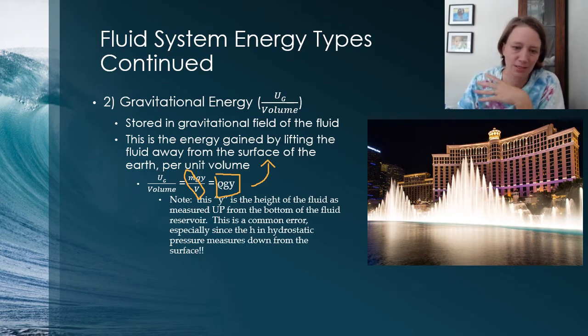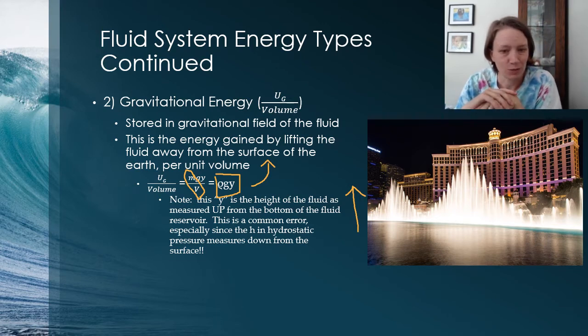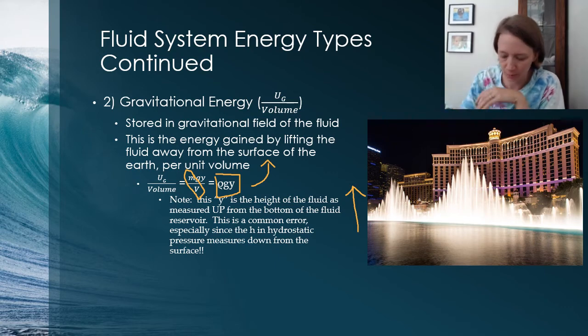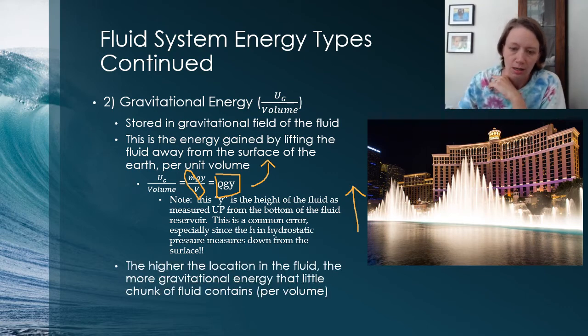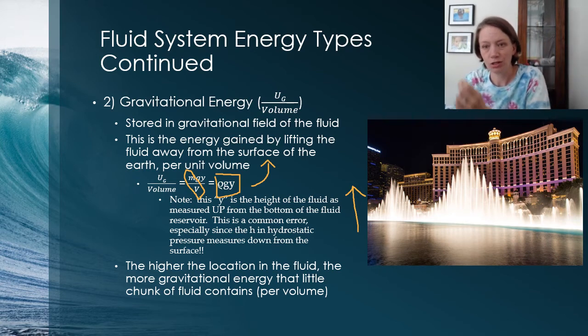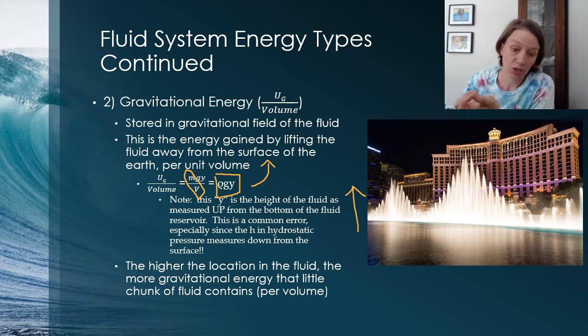A quick note about this, as I already sort of mentioned, but the y in this equation is the height of the fluid measured up from the bottom of the container. And the reason why this is a common error is because this equation is exactly the same as hydrostatic pressure as measured down from the top, except it's a y instead of an h. So you got to be really careful realizing that we're measuring from different perspectives. What it boils down to is the higher the location in the fluid system, the more gravitational energy that little chunk of fluid contains per volume.